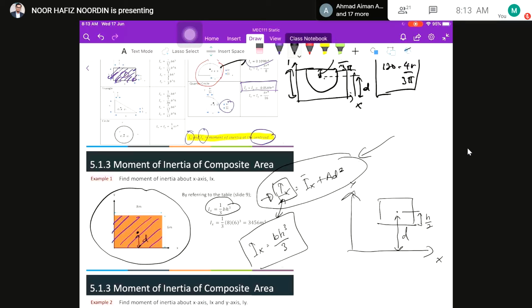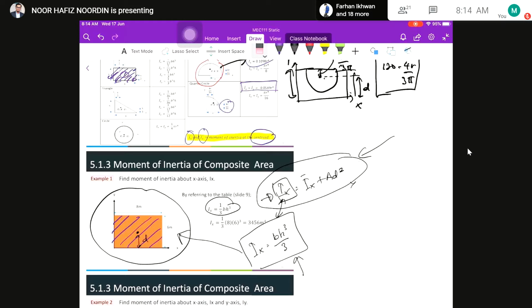So this BH power of 3 divided by 3, you can use for this figure only, this shape, whose position is exactly on the axis. So to be safe, you only use the formula Ix equal to I bar X plus A D squared, for any case. So you are safe. Why? If you don't believe me, let's see. Yes, let's make a comparison.